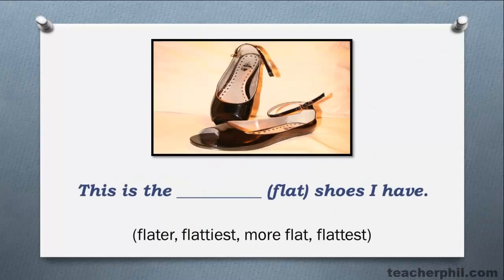The last one. This is the blank shoes I have. The adjective is flat. And the correct answer is flattest. This is the flattest shoes I have. For the word flat, we only double the last letter of the word and add est.